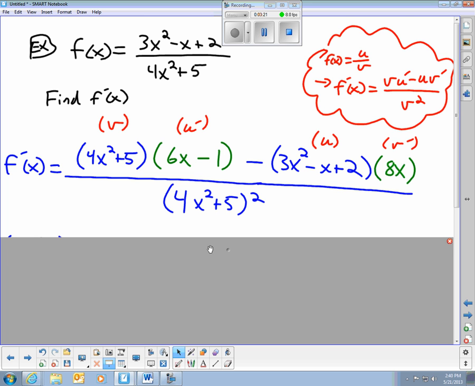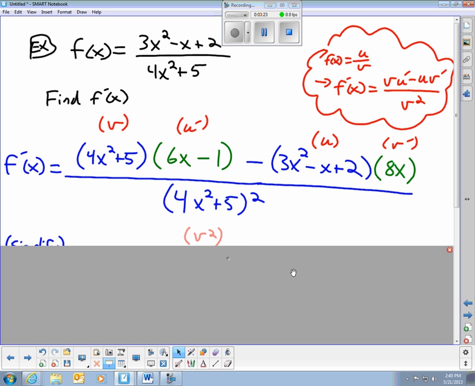So go ahead and take a look at that. And if you're not sure where anything came from, like, oh, how did he get 6x minus 1? Jot that down. How did he get 8x? Jot that down. Again, those are just finding the derivatives using techniques we already know.